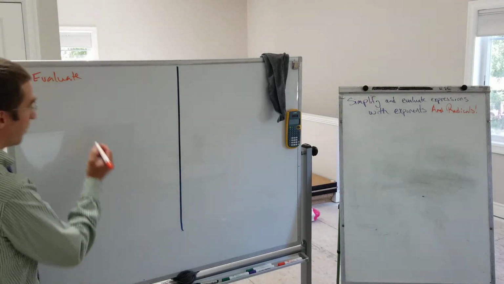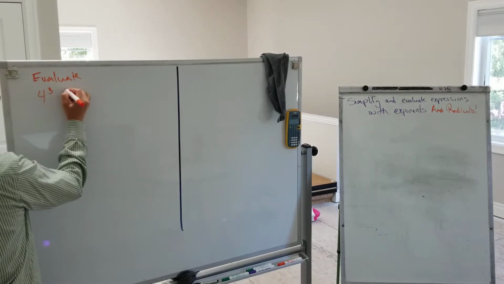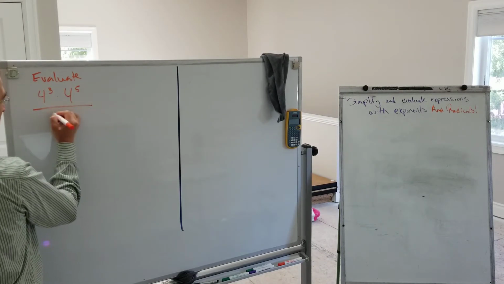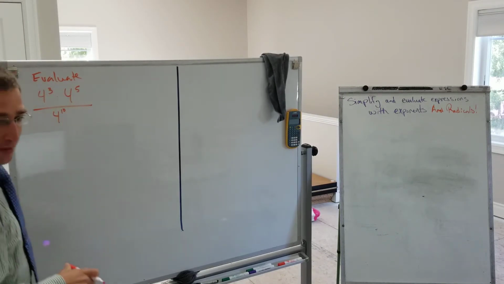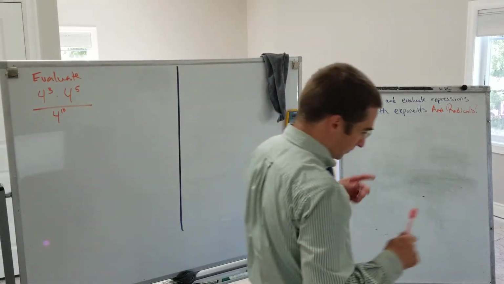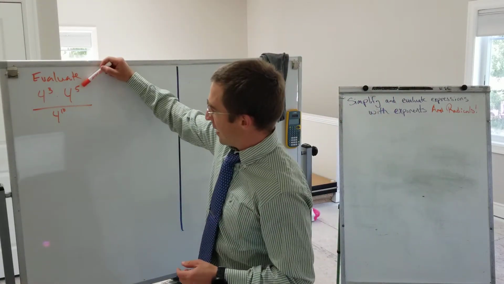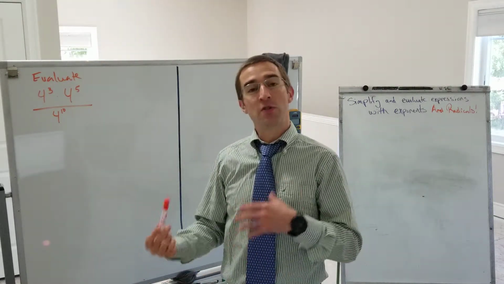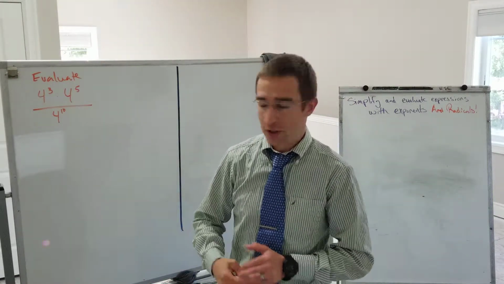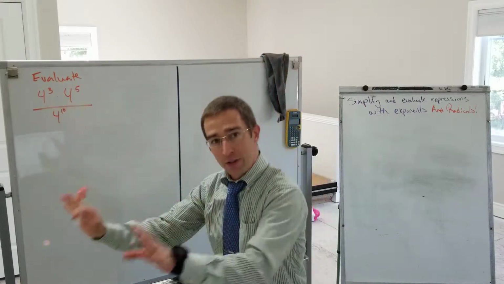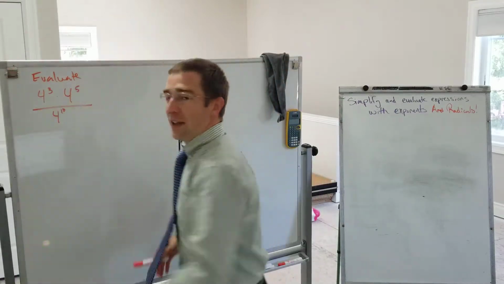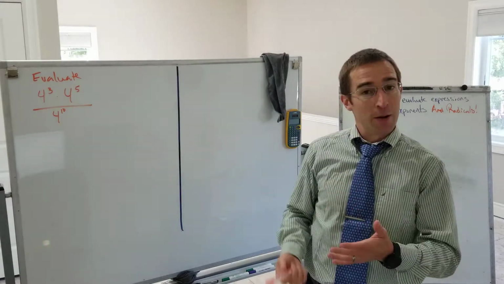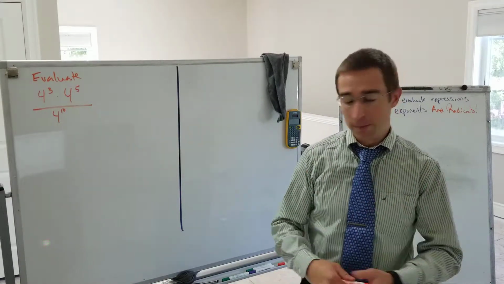We have 4 to the third times 4 to the 5th over 4 to the 10th. Now remember, the 5, the 3, and the 10 are all exponents. Those imply repetitive multiplication. The big number in the bottom left corner is the base, and that's the number that's getting multiplied over and over again.